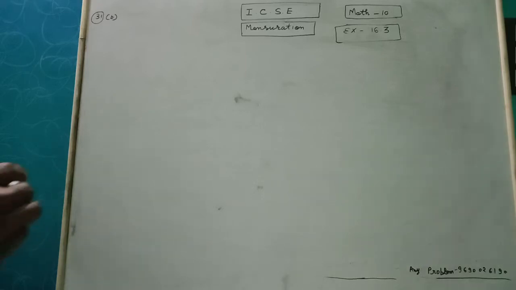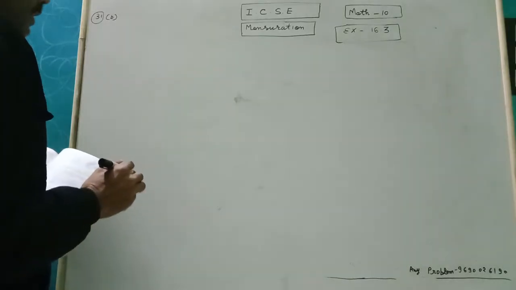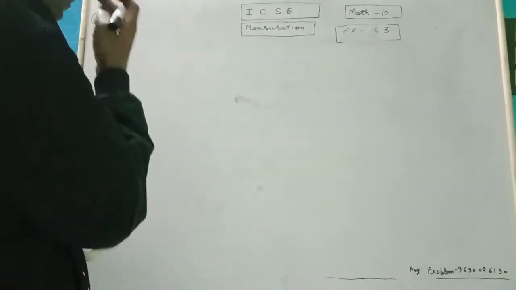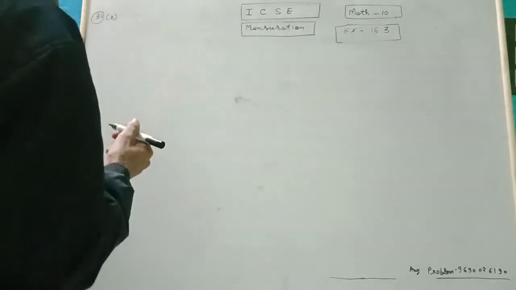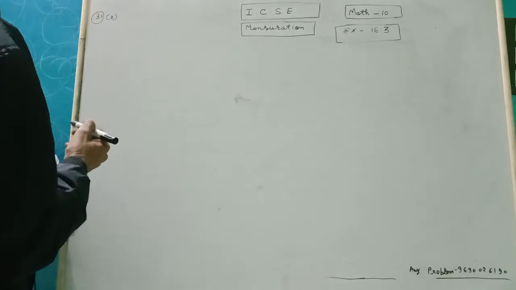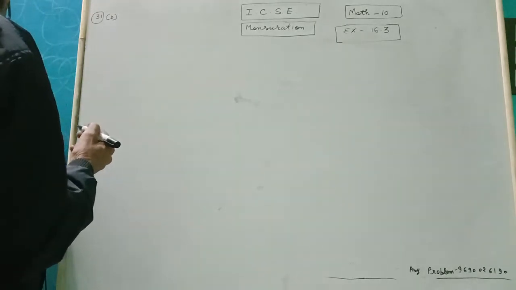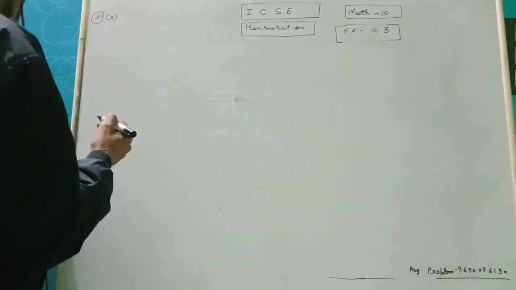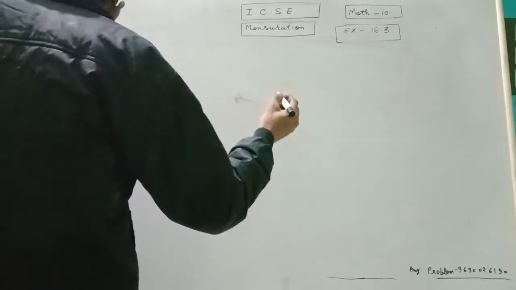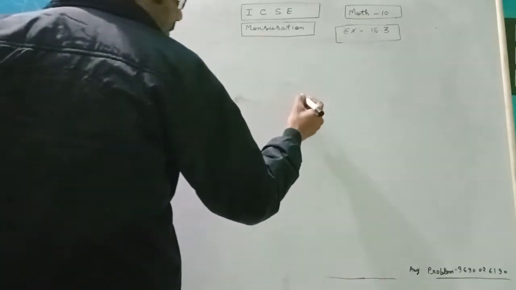Ninth class student, exercise 16.3, mensuration. Question number 31, B part, is the given figure.